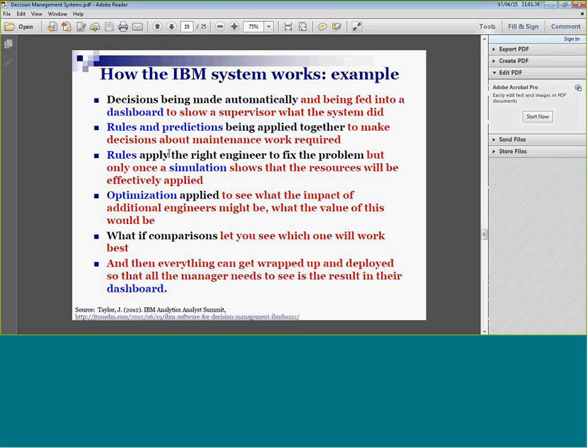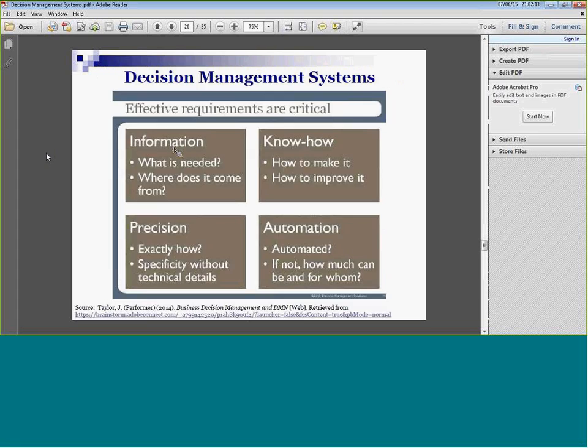Then we take the rules and combine those with predictions to make decisions about the maintenance work required. Then the rules find the right engineer because it matches the skill sets. Oh, I see what's got to be done. I'm going to go find the right engineer who has the skill set to do this. It also figures out what the resources need to be. Then optimization is applied to see what additional engineers might be. In other words, if I add 2 people to this, would it get better? Would it get quicker? Kind of a project management approach. And then you do what-if comparisons, because you may have multiple ways to do it. And then everything's wrapped up and deployed, and then you look at the results again on the dashboard. That would be an ideal system, wouldn't it? IBM's working hard on this. So read about their decision management systems.